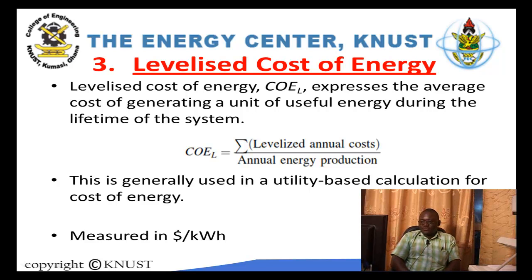Now we also have the levelized cost of energy. The levelized cost of energy is basically the sum of the levelized annual cost, divided by the annual energy production. It has units of dollars per kilowatt hour. This is basically used in utility-based calculation for the cost of energy. So it's a parameter that tells how much energy costs per unit of energy or per kilowatt hour.